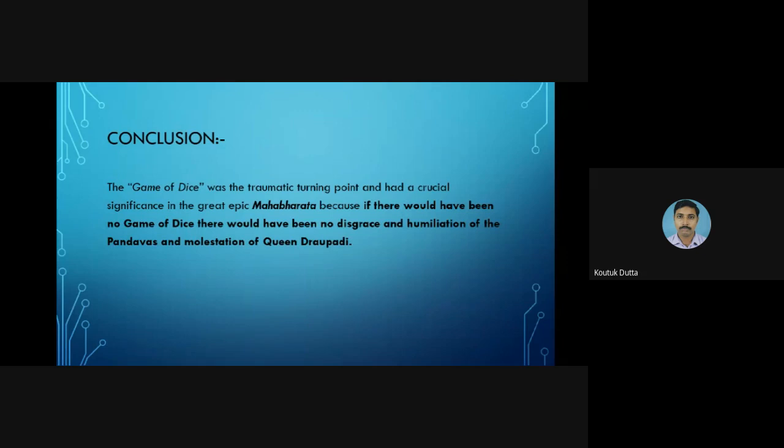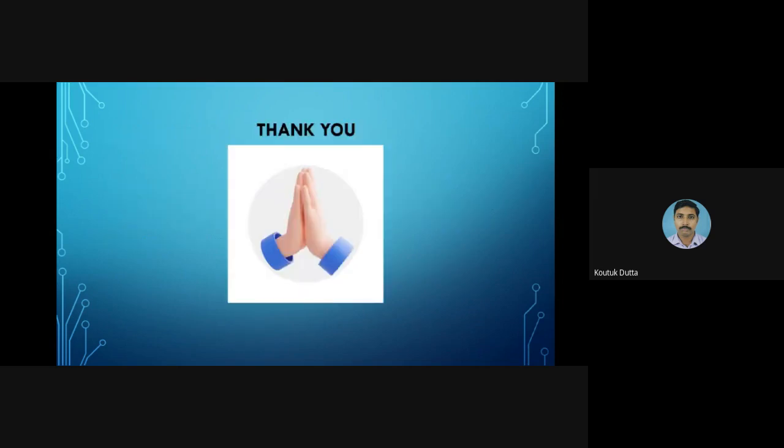In conclusion, I would like to say that the game of dice was the traumatic turning point and had a crucial significance in the great epic Mahabharata, because if there would have been no game of dice, there would have been no disgrace and humiliation of the Pandavas and molestation of Queen Draupadi. So thank you.